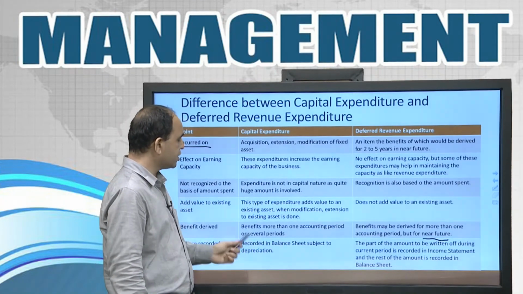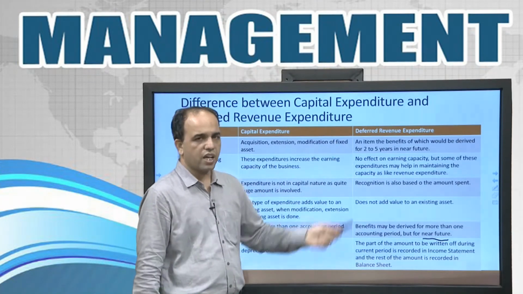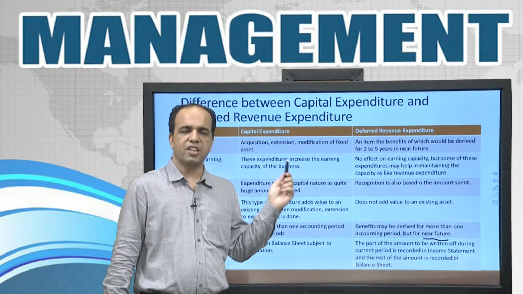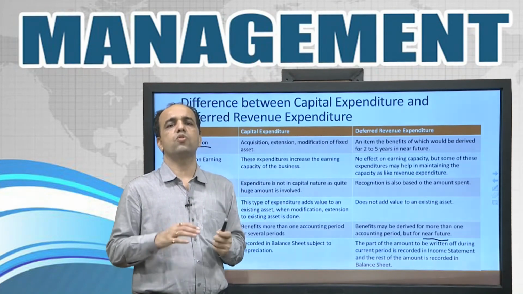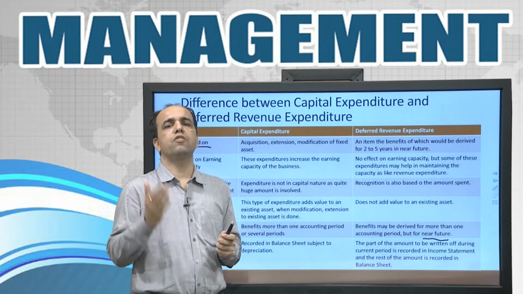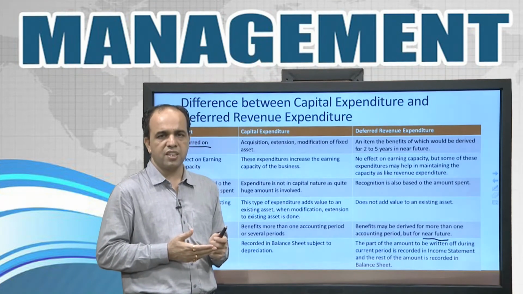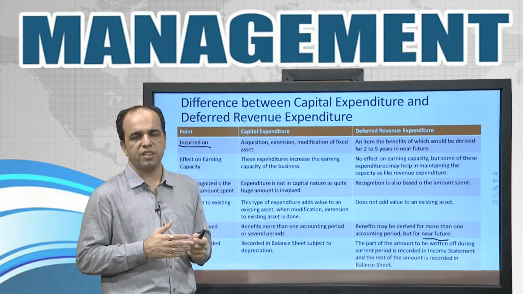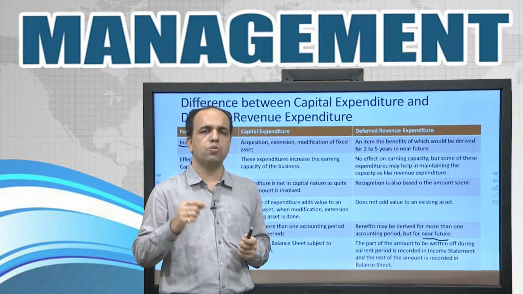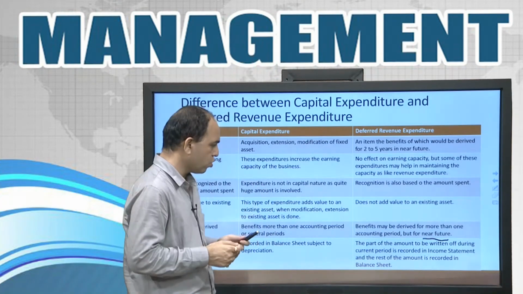Recorded in balance sheet subject to depreciation. In the last slide we discussed what the accounting treatment would be when we have purchased plant and machinery. We have to deduct depreciation, and ultimately the net amount would be written in the outer column.